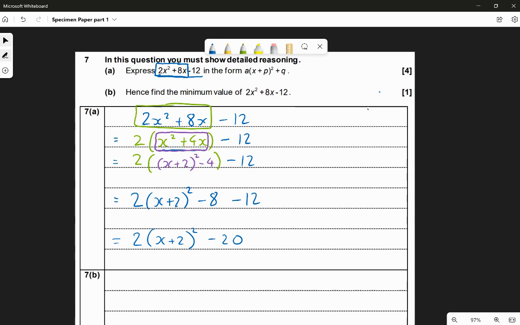So part B, hence find the minimum value of this quadratic expression.